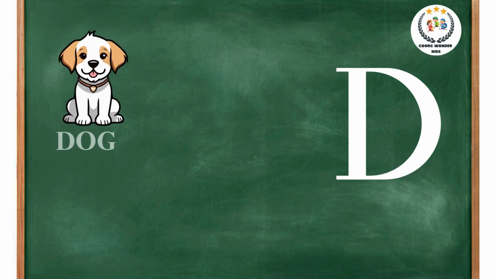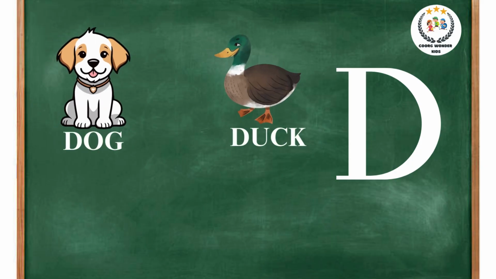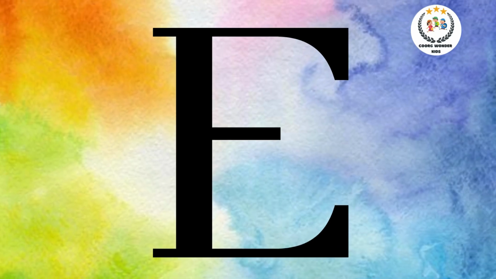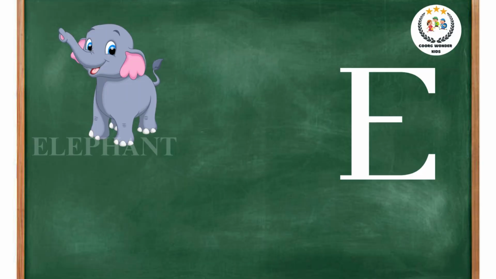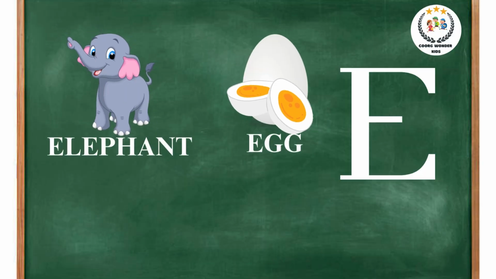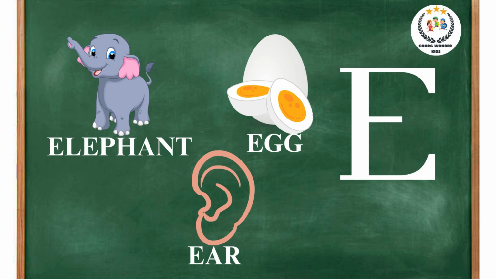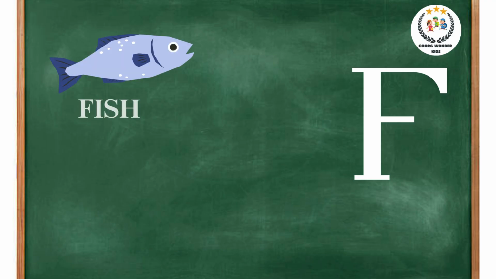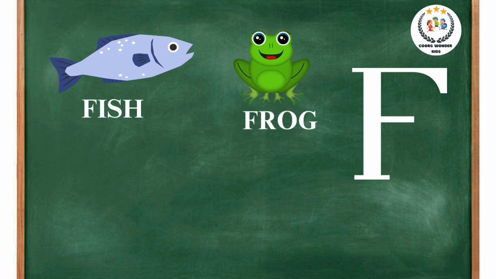D. D is for dog, duck, door. E. E is for elephant, egg, ear. F. F is for fish, frog, flower.